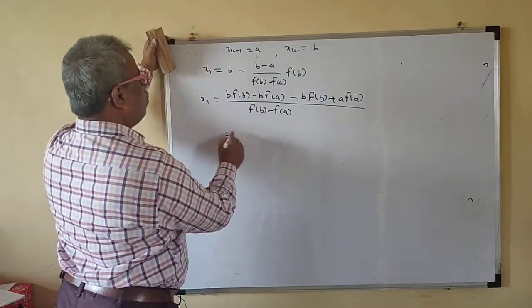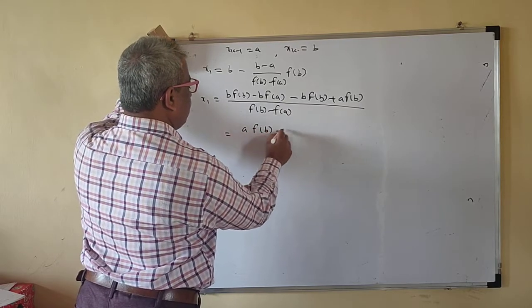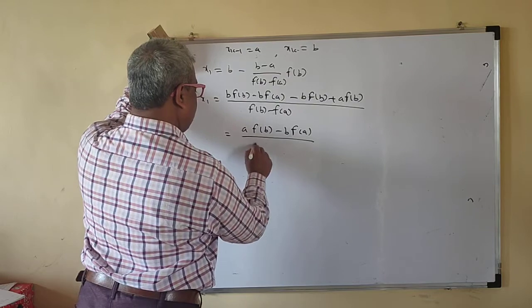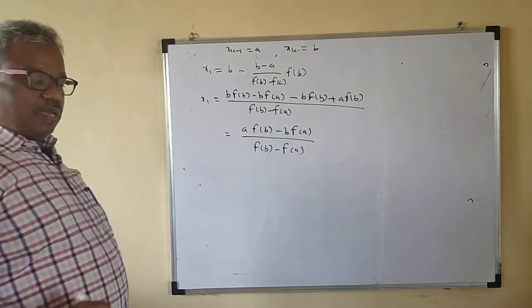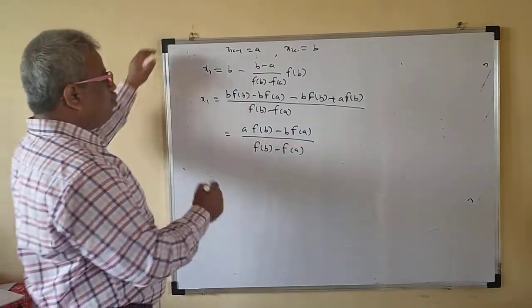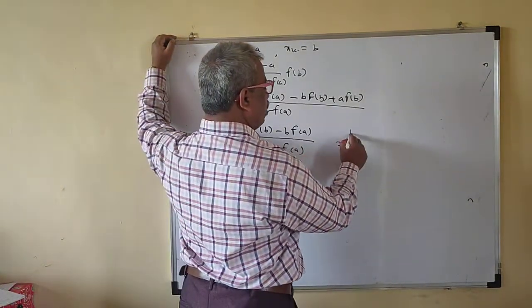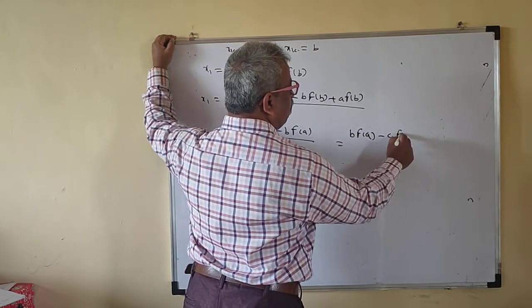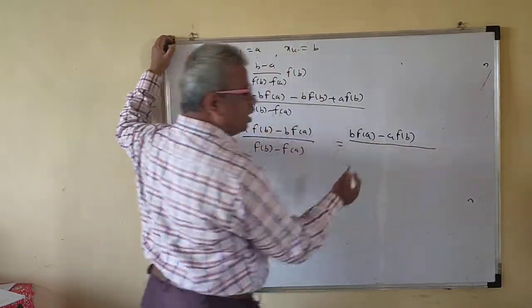So this is equal to, what is this? Then this is f of b minus b f of a upon f of b minus f of a. Okay, right? So if you want, you can write this formula also in the form of b f of a minus a f of b, upon what? So f of a is the plus side.